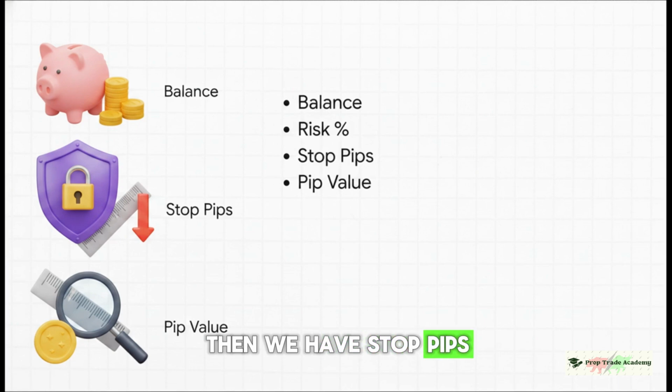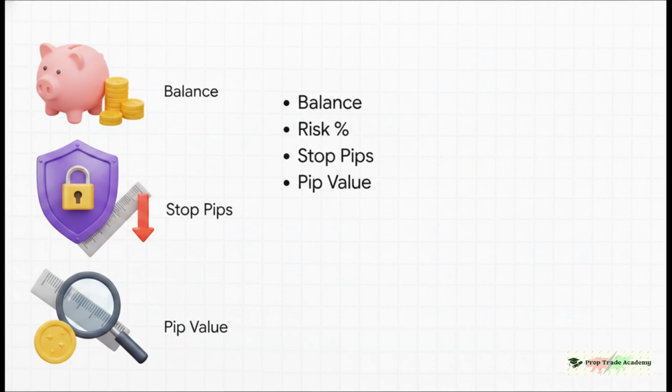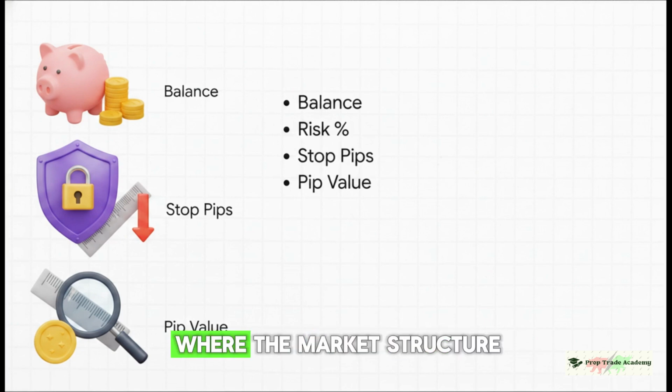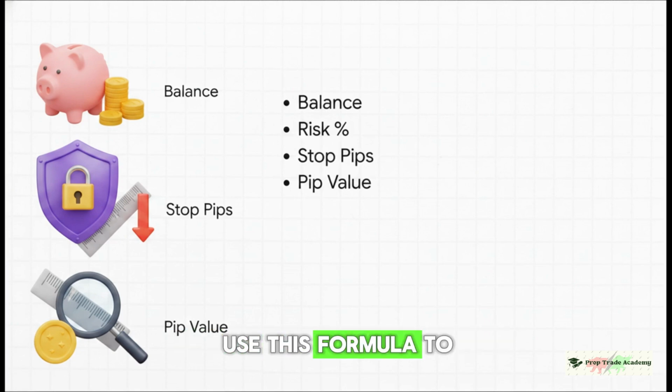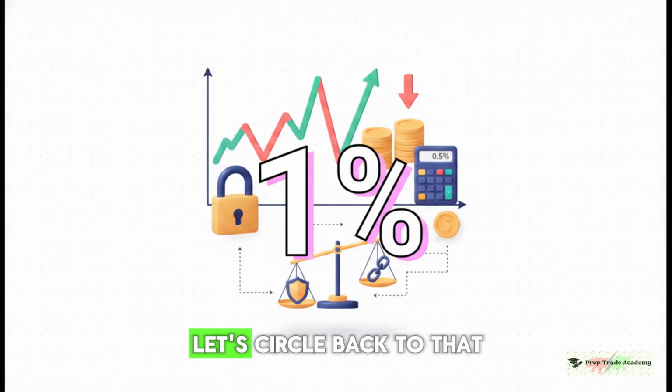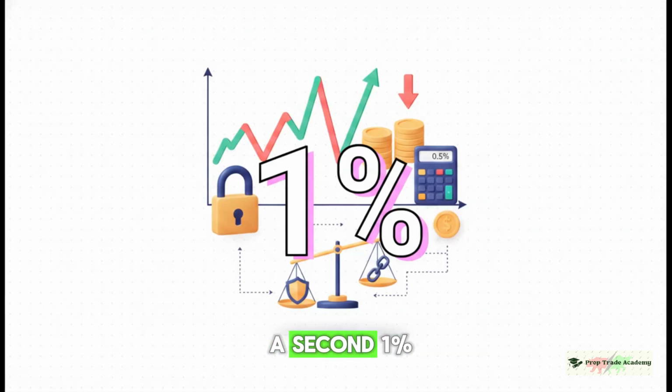Then we have stop pips. This is just the distance between your entry price and your stop loss. The crucial point here is that you determine this number straight from your chart. Your strategy dictates where the stop goes, not your emotions. You place your stop where the market structure requires it and then use this formula to fit the lot size to the stop. Let's circle back to that risk percentage input for a second.